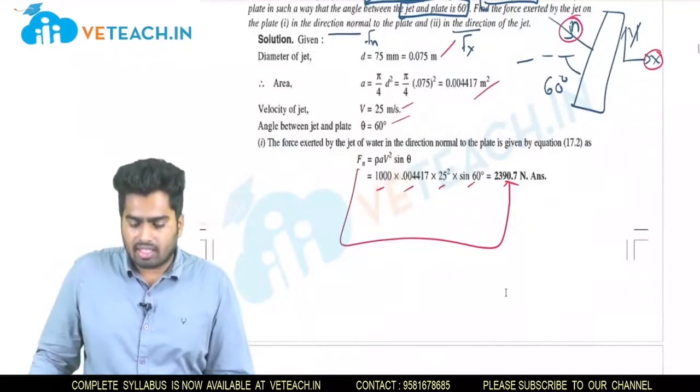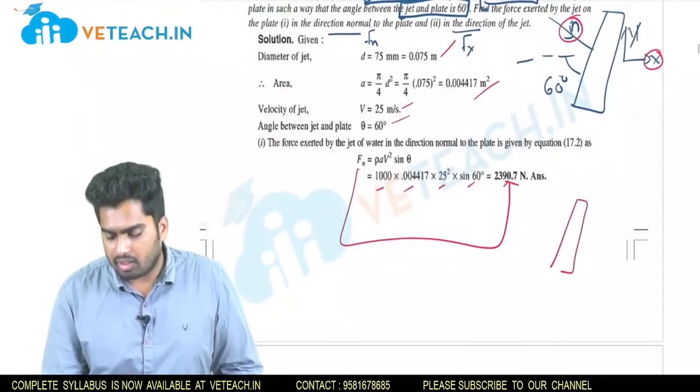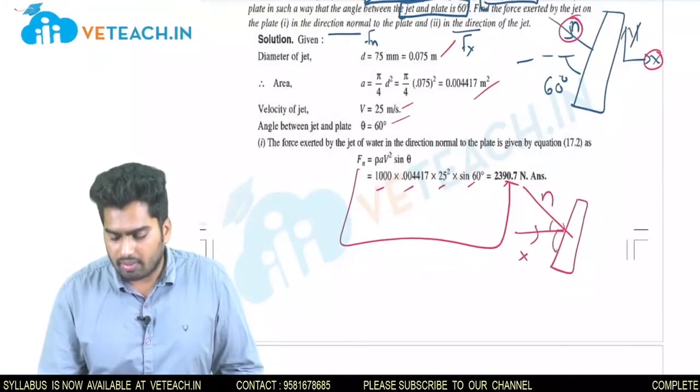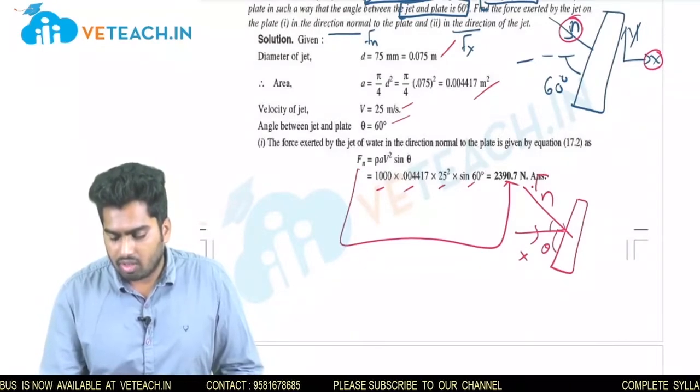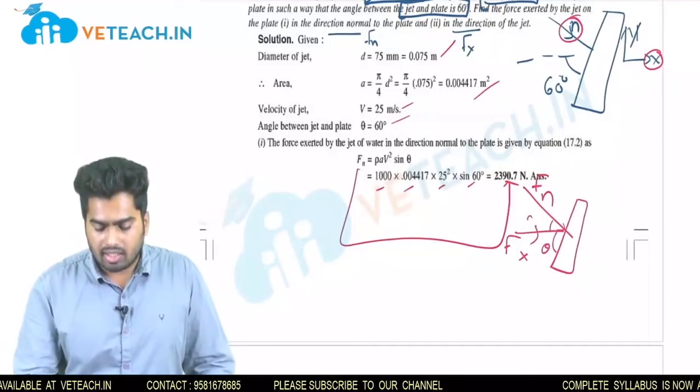So what is the formula for x-axis? If you remember the diagram, this is my inclined plate, right? This is the x-axis, this is the normal direction. This is my theta, this is my Fn value, and this is your Fx value. So how to get Fx? This angle is 90 minus theta.